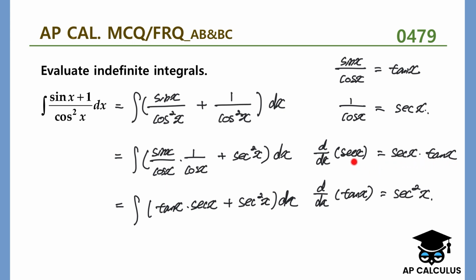So antiderivative of tangent x secant x, that's secant x, right? Antiderivative of secant squared x, that's going to be tangent, right? So antiderivative of a tangent times a secant, that's secant x. Antiderivative of a secant squared, that's tangent. And we have that constant c, right?